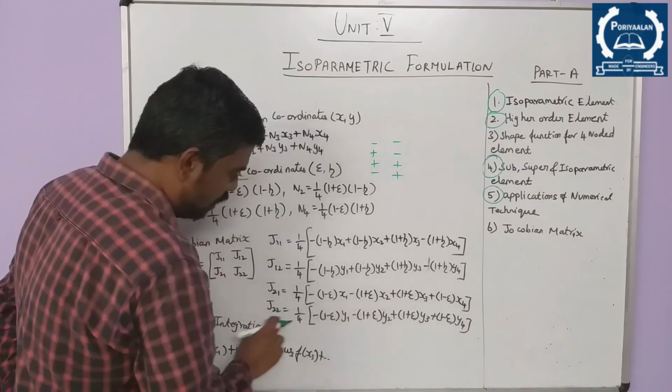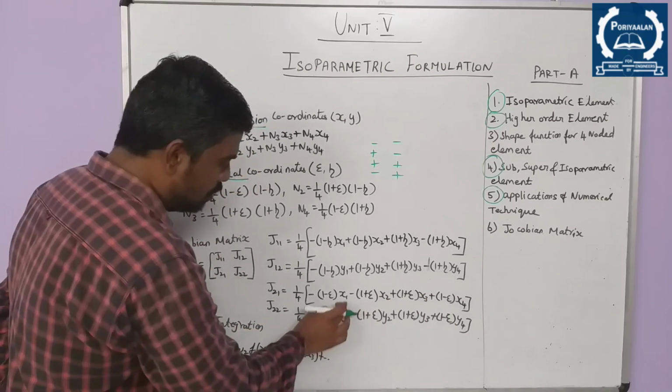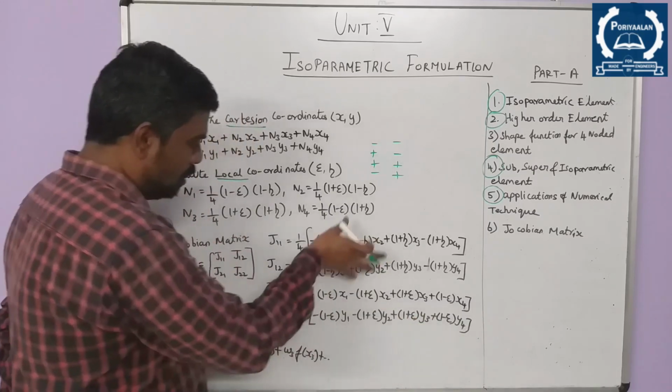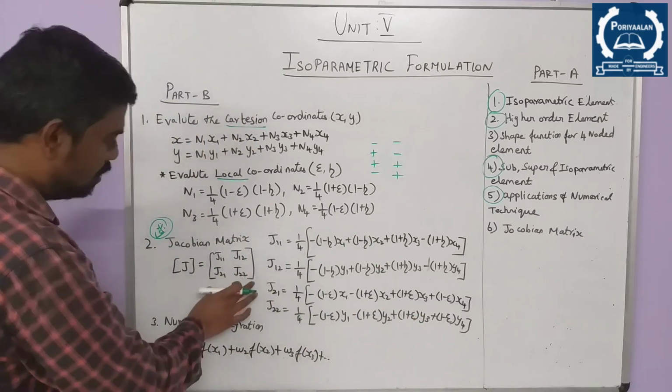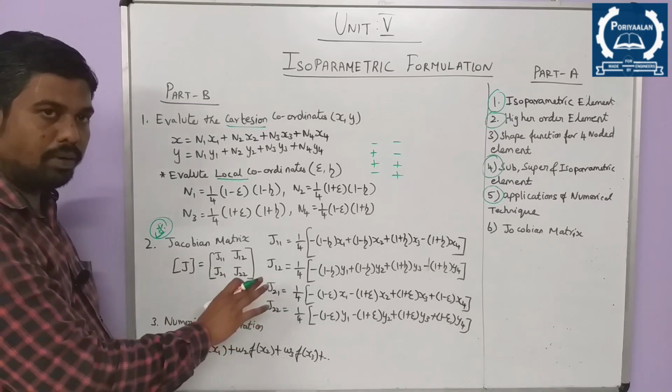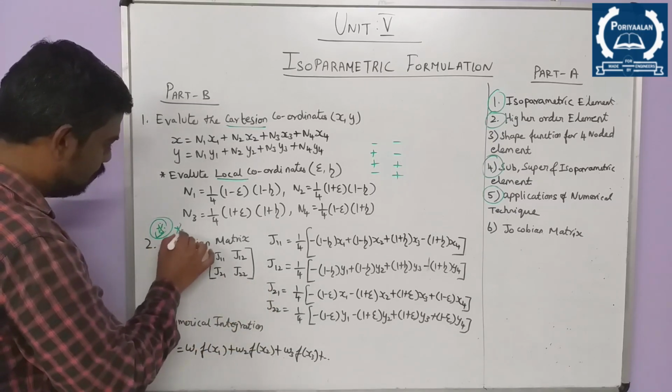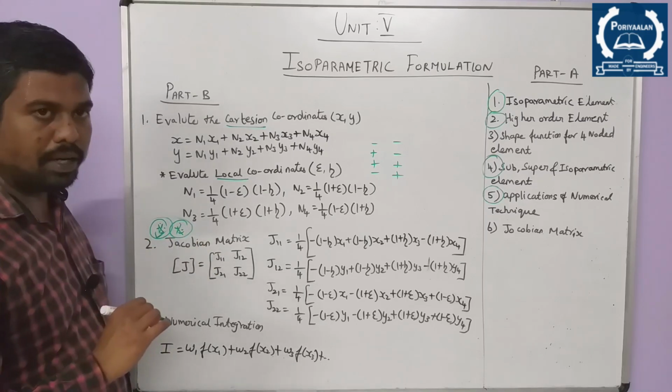The same formula you have to write for J22 also. Just replace x in terms of y: y1, y2, y3 and y4. Find all the values and substitute here. That's all. This is the Jacobian matrix. Easily we can obtain the value of the Jacobian. Definitely the 15 mark question should be on the Jacobian matrix only.